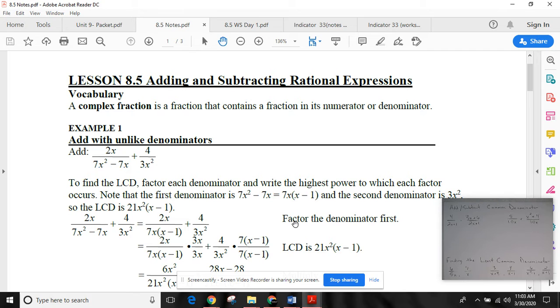This week we're going to be working on lesson 8.5, adding and subtracting rational expressions. We're just going to do the day one notes this week, and then next week we'll get into day two notes. The notes for this week you can see here.